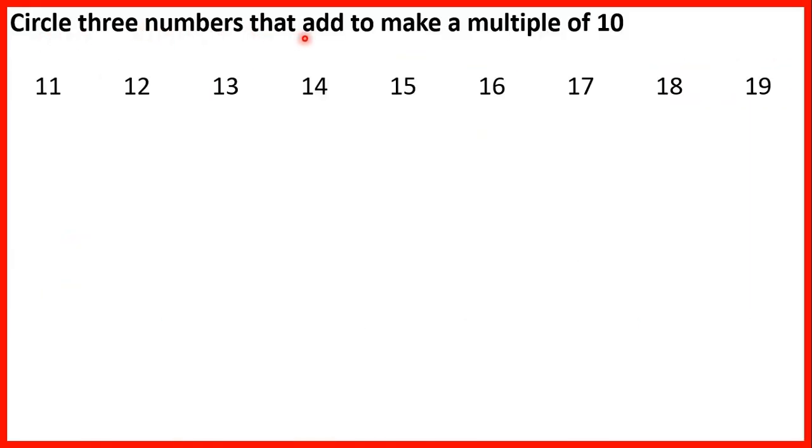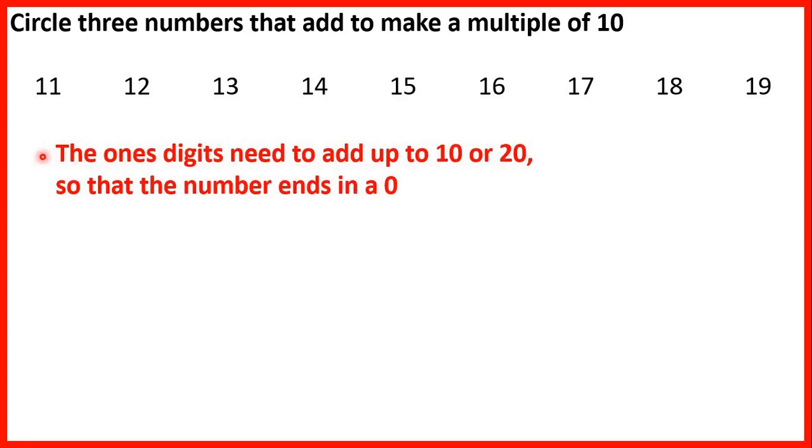Circle 3 numbers that add to make a multiple of 10. So a multiple of 10 is a number in the 10 times table, and all multiples of 10 end in a 0. So the ones digits of the numbers that we circle need to add up to 10 or 20 so that the number ends in a 0.